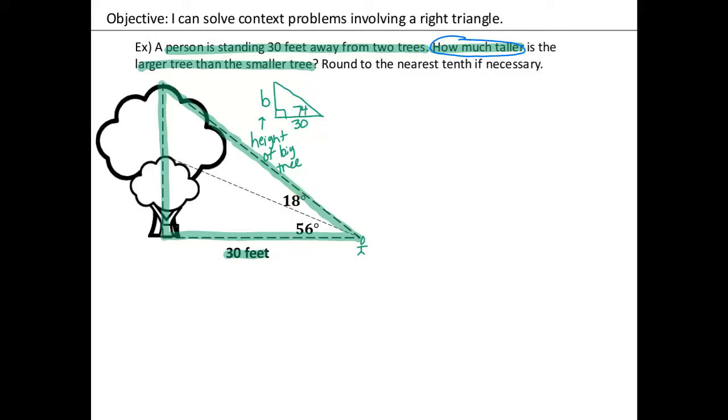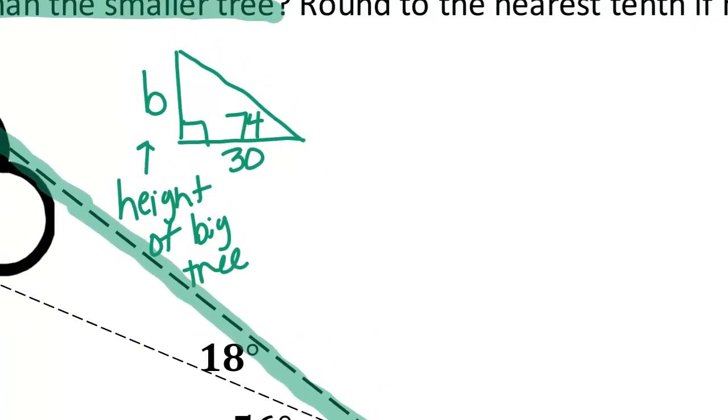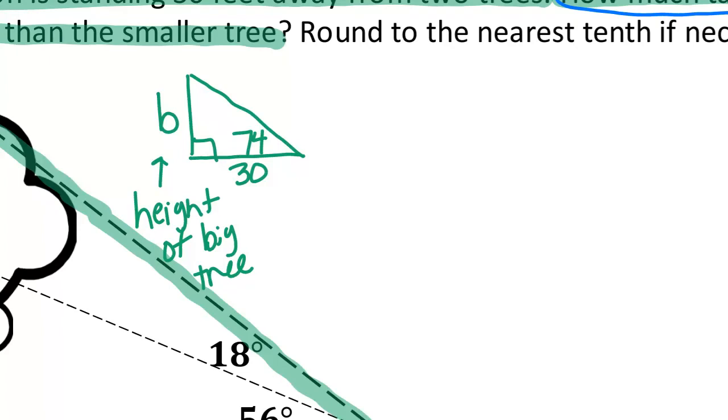74. Good. Okay. So now this is for my big tree. I'm zooming in just so you guys can see. We're going to do SOHCAHTOA here. So here's my angle. Across the angle is O. Across the 90 is H, which means 30 is my A.